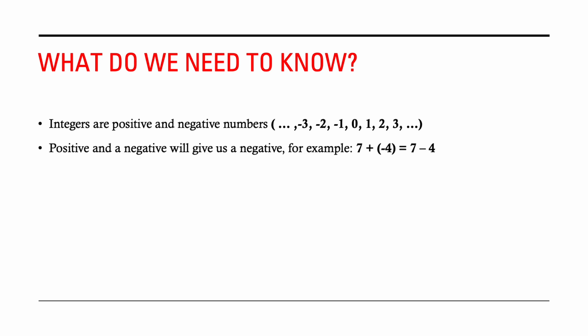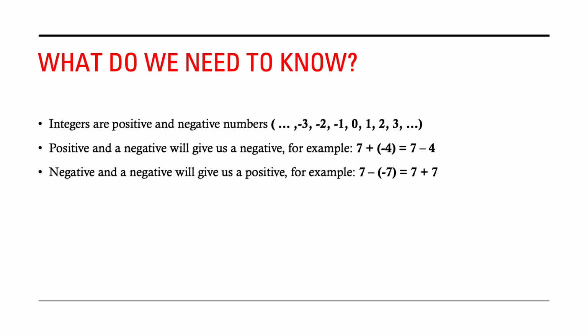The second thing is, if we have a positive and a negative, it will give us a negative value. For example, if we have 7 plus minus 4, it will equal 7 minus 4. However, if we have two negatives, it will give us a positive. So if we have 7 minus negative 7, the two negatives will turn into a positive, which will be 7 plus 7.